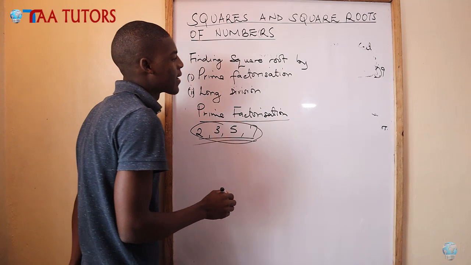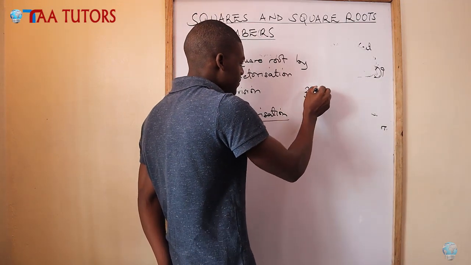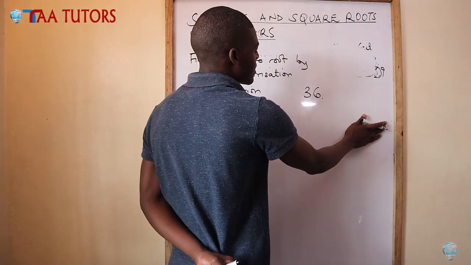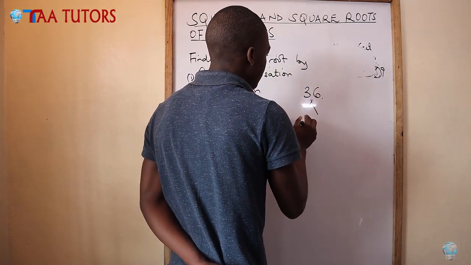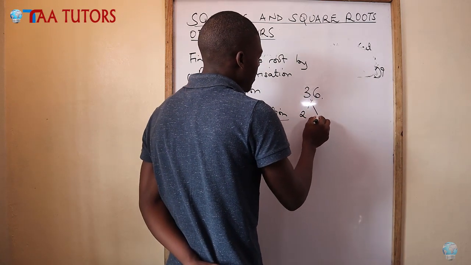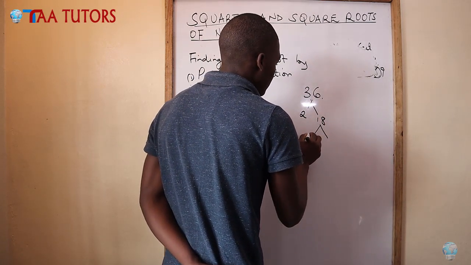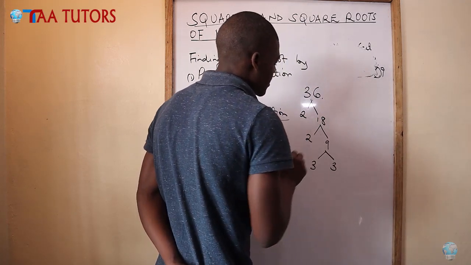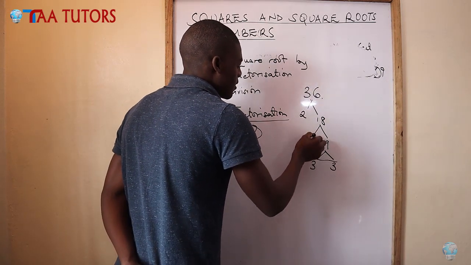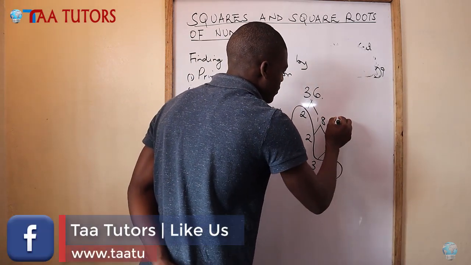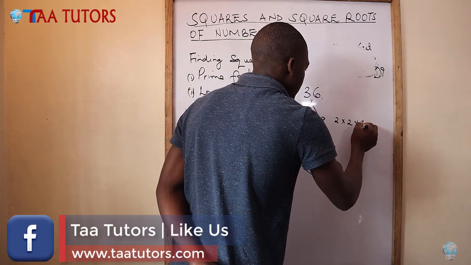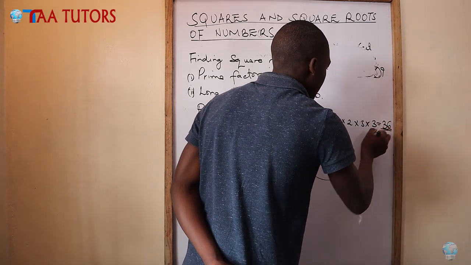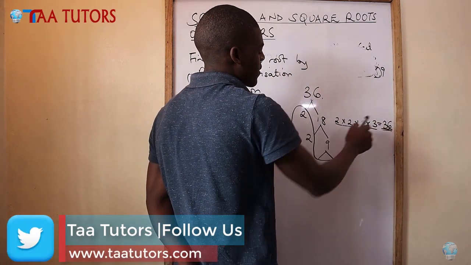Let's take a number like 36. For example, we know that prime factorization can be done in two ways. There's the tree method. When we use it, we will have 2 by 18, then 2 by 9, then we will have 3 by 3. So when you take these and multiply them, 2 times 2 times 3 times 3, the answer you get at the end is 36. Now these become the prime factors of 36.